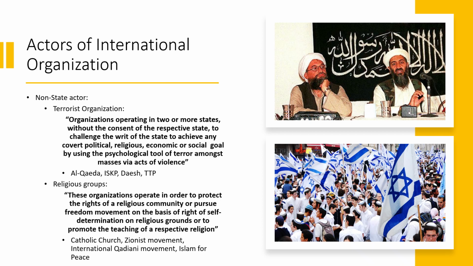Al-Qaeda was a terrorist organization formed by Osama bin Laden, who was assassinated by US NATO forces. It was operating in Afghanistan and it operated in the US also. So it was operating in 2 or more states, but it was operating without the consent of the respective state. The US did not have any consent in the attacks of 9/11. So it was operating without the consent of the respective state, and it was trying to challenge the writ of this state.